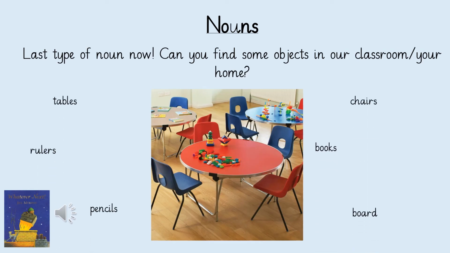Okay, now it's time for our last type of noun. Can you find some objects in our classroom or your home? Brilliant work. Tables are nouns. Chairs are nouns. Rulers and pencils and books are all nouns. They are all things that you can touch.